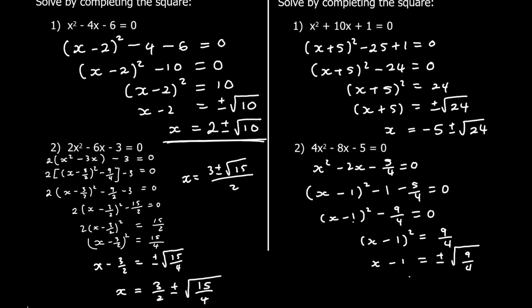And then add 1 to both sides. So I've got x equals 1 plus or minus 3 over 2. So then I could just say x is either 1 plus 3 over 2. So 1 plus 1.5 is going to be 2.5. Or 1 minus 1.5 be minus 0.5. So because we've got whole answers here, this question we could have factorized.